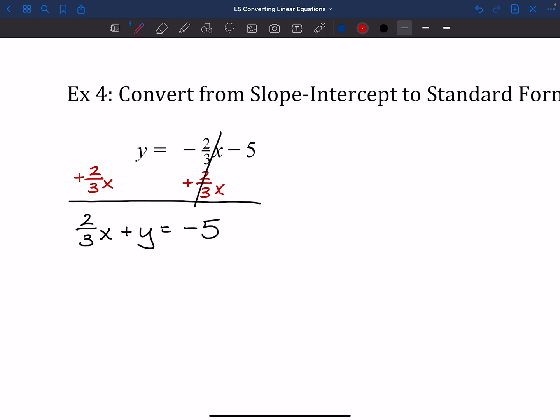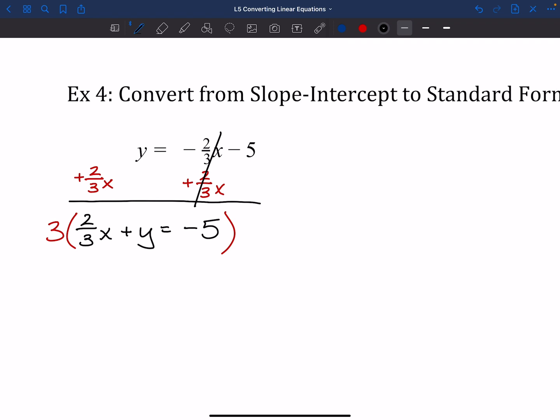However, it does have a fraction, right? So this is where we want to multiply by a common denominator. And the common denominator in this case also happens to be the only denominator, right? The only fraction is 2/3. So if we take all of this and we multiply it all by 3, that's going to cancel out that fraction. And some of the other stuff is going to change as well, but we're most interested in getting that fraction out of the way.